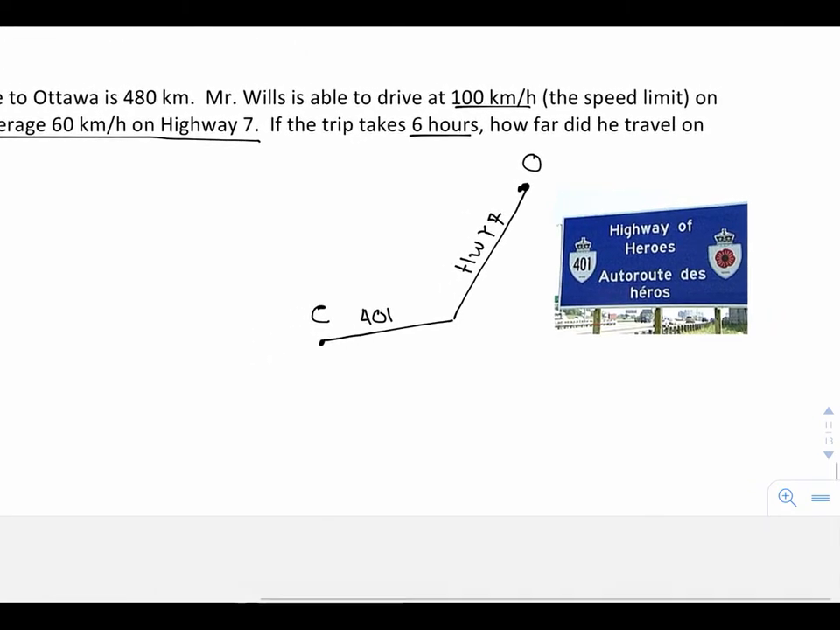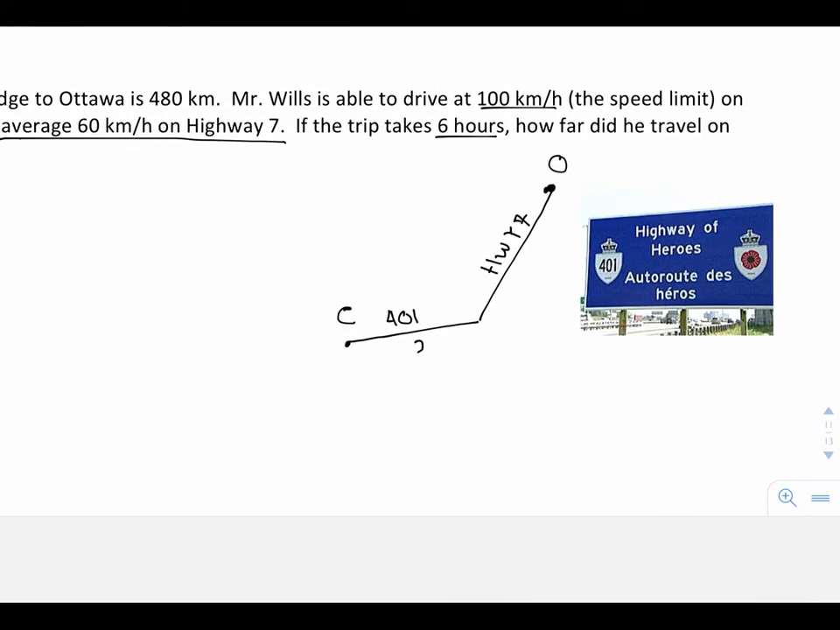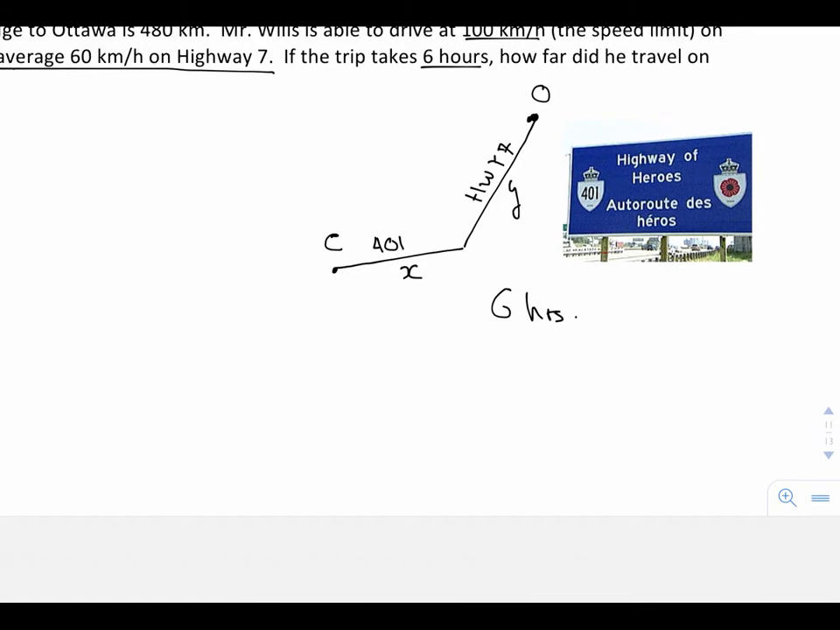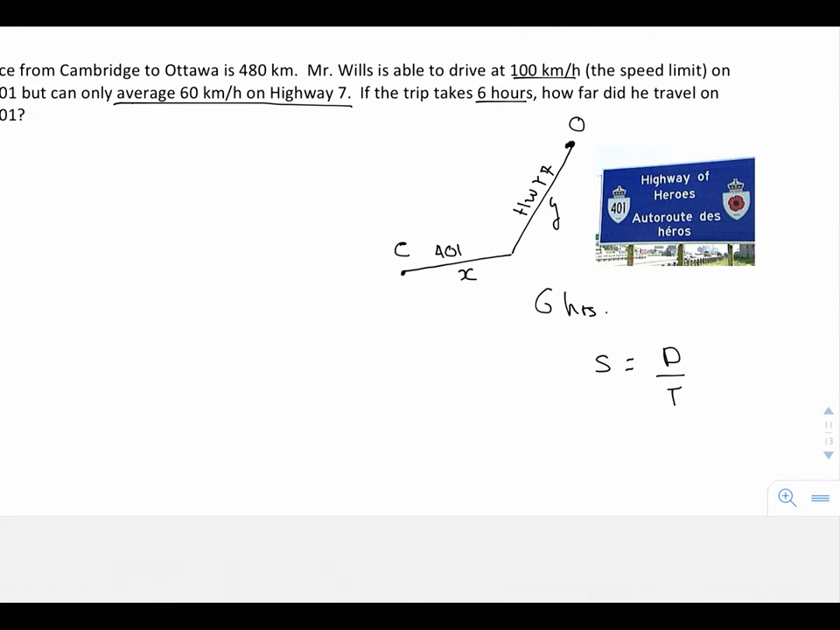And I want to find out how long he was on here in terms of the distance and how much distance he traveled on here. All I know is that the total trip, from point C to O, took 6 hours. Now, before we begin this question, you do have to recall an important fact from physics, namely that speed is equal to distance over time. Because we're going to use this fact here.